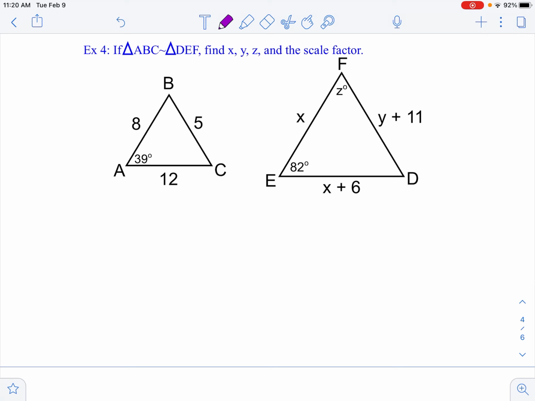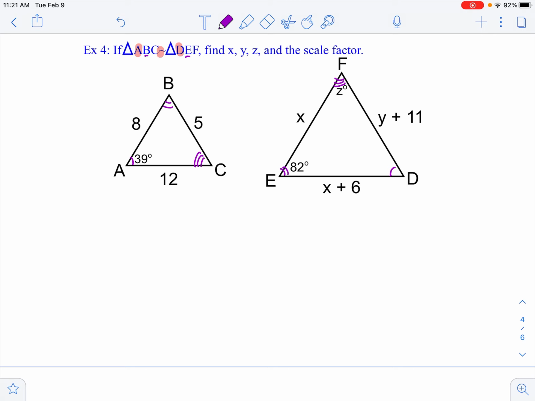Okay, next one. It says, if triangle ABC is similar to triangle DEF, find x, y, and z, and the scale factor. So first off, I see that they're similar, so I'm going to mark the angles that are congruent. I know A is congruent to D, so I'll mark that. And then I know B is congruent to E. And then finally, I can use C as my blank angle, or I can put 3 tick marks there, congruent to F. I can use blank or multiple tick marks.